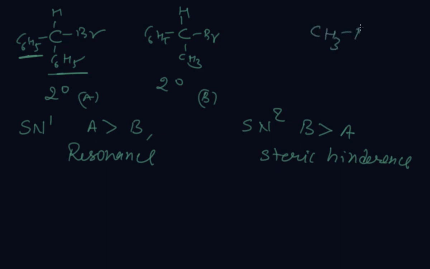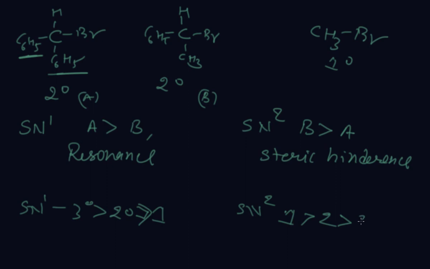This is CH3Br. This is 1 degree. In SN1, we will go with 3 degree is greater than 2 degree and greater than 1 degree. And in SN2, 1 degree is greater than 2 degree is greater than 3 degree. Whenever the two bigger groups are coming, it gets preference in SN1 due to resonance, and in SN2, due to the steric hindrance, it will be stopped. This is what holds for SN1 and SN2. If any other query, you can put.